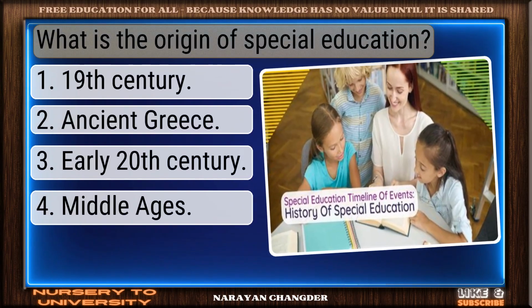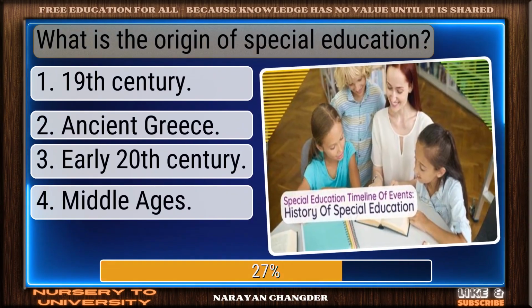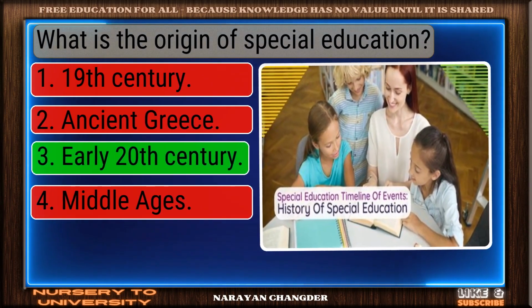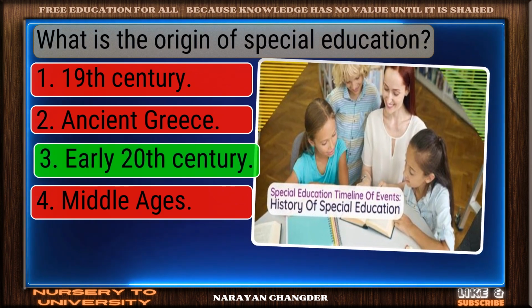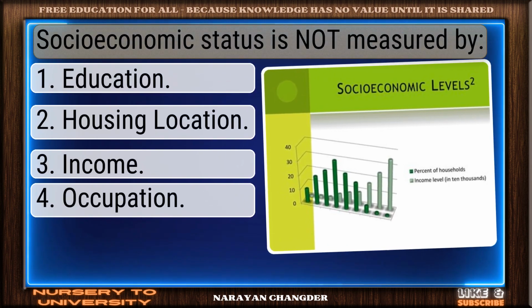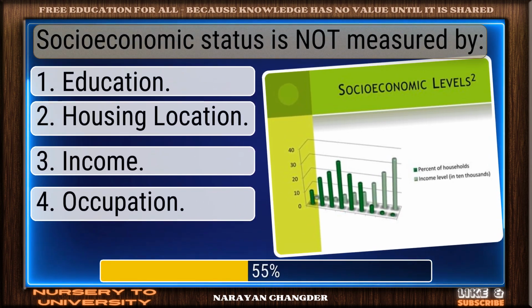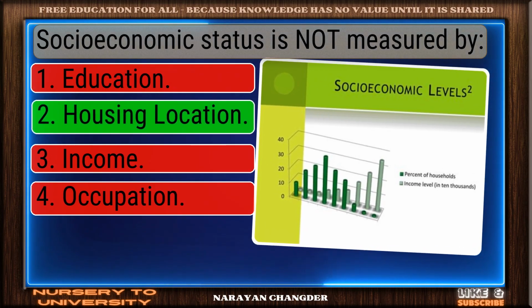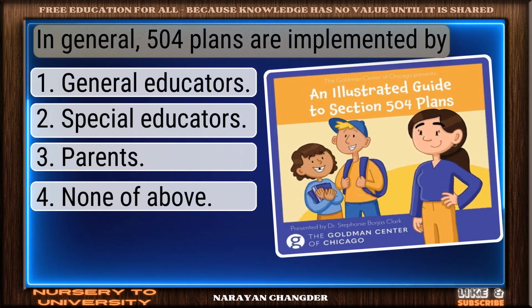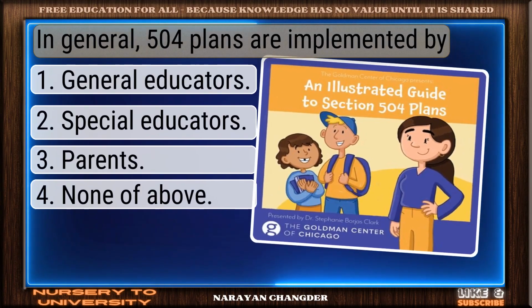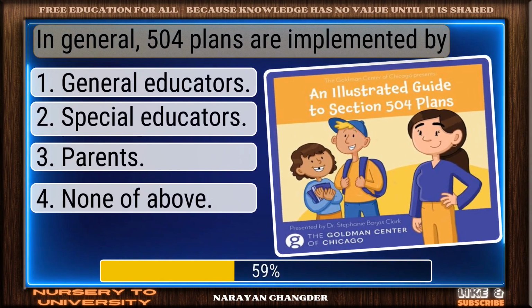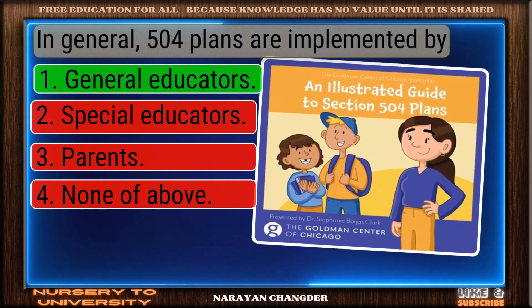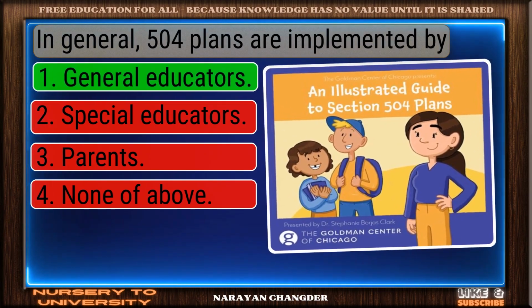What is the origin of special education? Well done. Early 20th century is the right choice. Socioeconomic status is not measured by. Right again. Housing location is a valid answer. In general, 504 plans are implemented by. Excellent choice. General educators is the right answer.